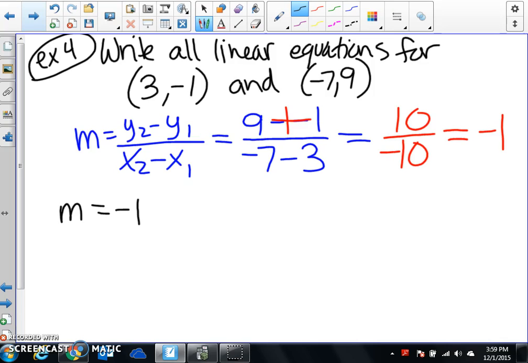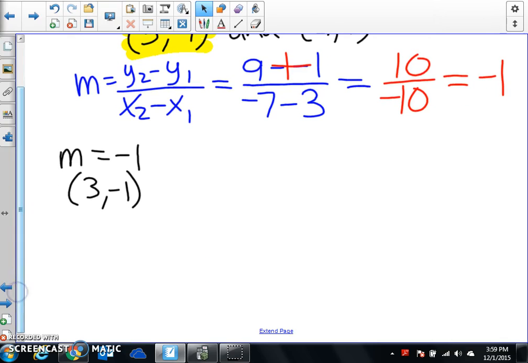Now remember, at this point, you get to decide which point you want to take. I always take the first one. Just for me personally, it seems easier. So 3, -1. Now I'm going to go into point slope. I have a point, I have slope. I'm going to use point slope.